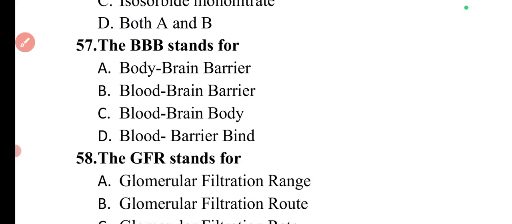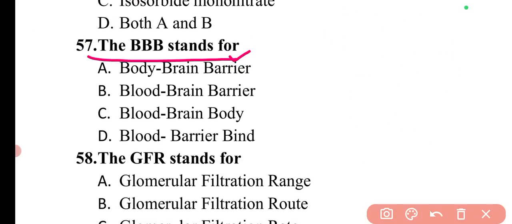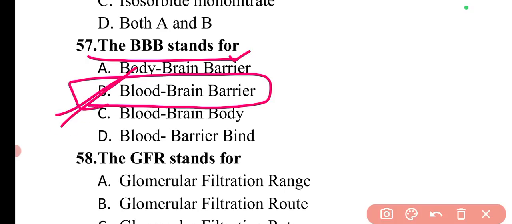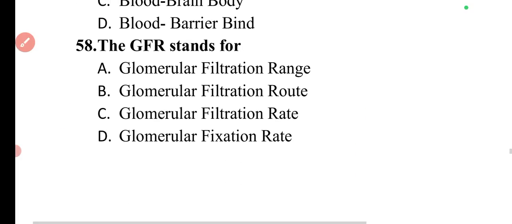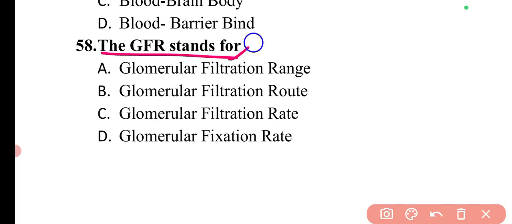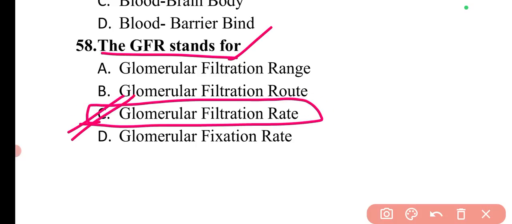The next question is the BBB stands for. So BBB is blood-brain barrier, which is basically a barrier to protect the brain from several processes. So here option B is the correct answer. Next question is the GFR stands for. So GFR is glomerular filtration rate. So here option C will be the correct answer.